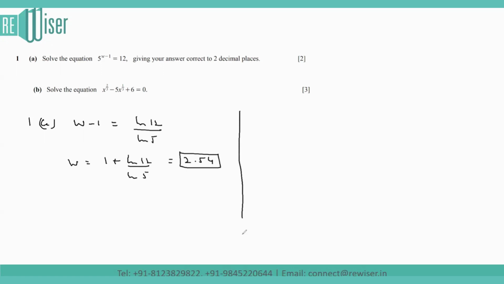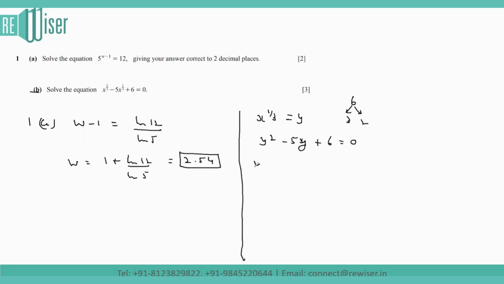Now moving on to the second part of the question, they said, solve the equation x to the power 2 by 3 minus 5 into x to the power 1 by 3 plus 6 equals 0. In such type of questions, we'll assume that x to the power 1 by 3 equals y, say. So x to the power 2 by 3 becomes y square minus 5y plus 6 equals 0. So we'll multiply 6 with 1. So we got 6, and the two factors which add up to 5 will be 3 and 2.